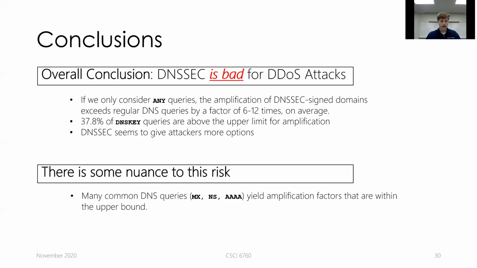And in general, it seems like DNSSEC is giving our attackers more options, because it is clear that before DNSSEC, amplification attacks are definitely possible through the creation of custom domains and stuff like that. But when you introduce DNSSEC, we seem to give attackers more options and more variability in how they're performing these attacks. They can now use signed domains and DNSKEY queries, so we're giving them more options. And as we discussed, there is some nuance to this risk, because many of our common queries yielded amplification factors that were well within our upper bound.